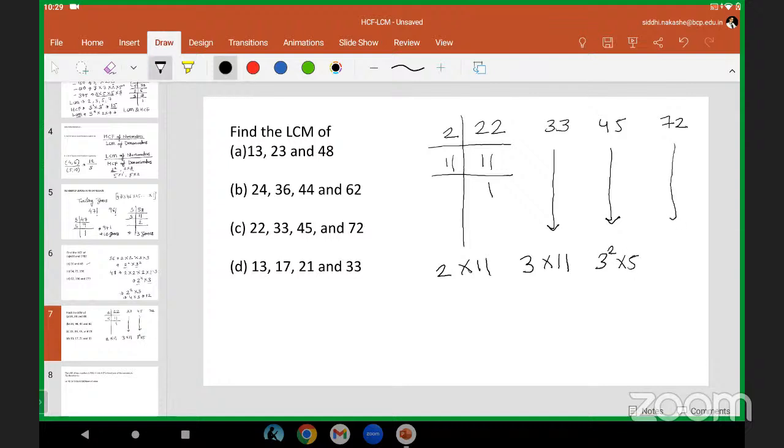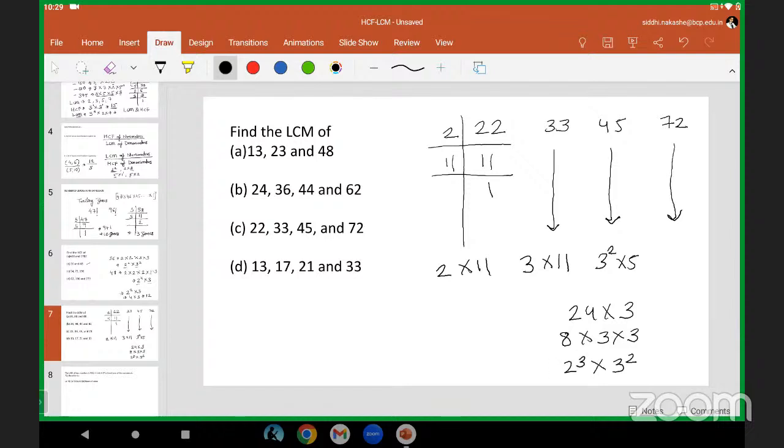And this will be 24 into 3. So 24 into 3, how do you write it down? So that is 72. That is 24 into 3. Again 8 into 3. Again 2 cube into 3 square.